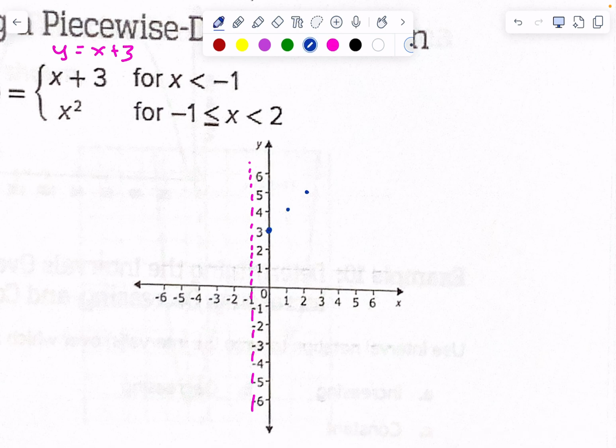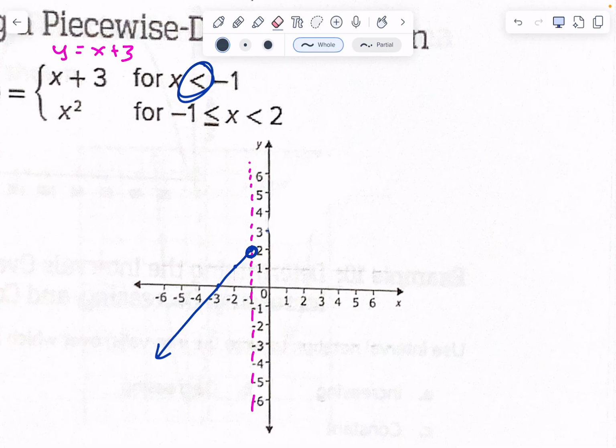Oh, but wait. I'm supposed to be graphing on the left side, right? So I'm going to do this. And where it touches is less than, so it's going to be an open circle right here. Yeah? So I'm going to get rid of my other dots. Okay, good? All right.